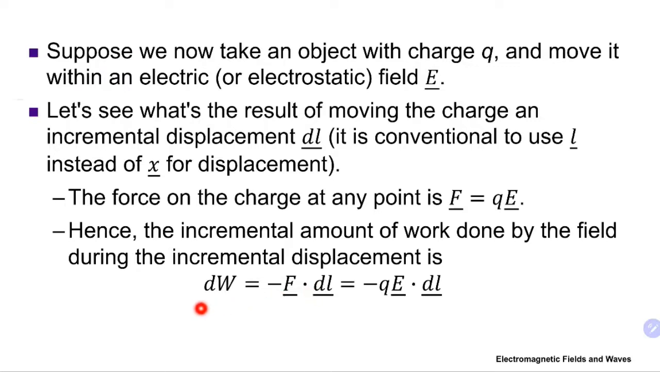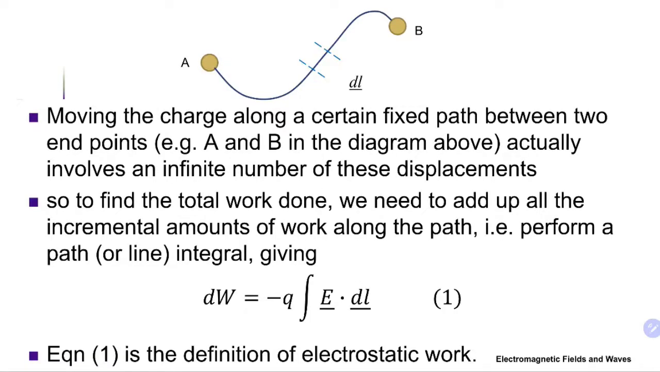Okay, so the work done by the field: if we move it by a small increment of dl, then it will be minus F dot dl, and we know that F is equal to Q times the electric field. That will be minus Q E dot dl, and that is the work done by the field during the increment of the displacement. Okay, example here. So the displacement is dl.